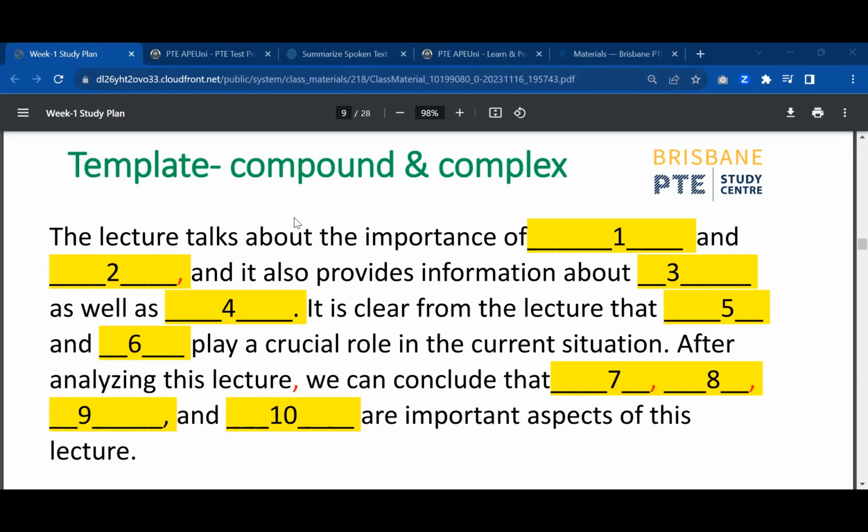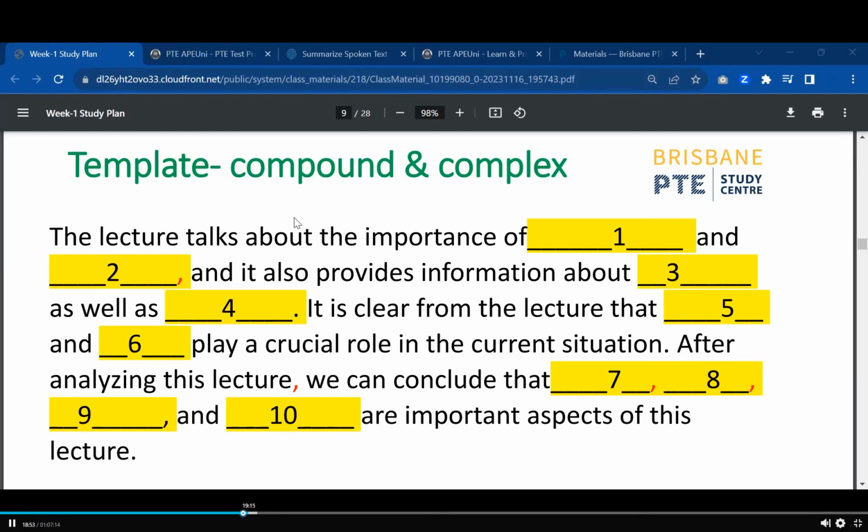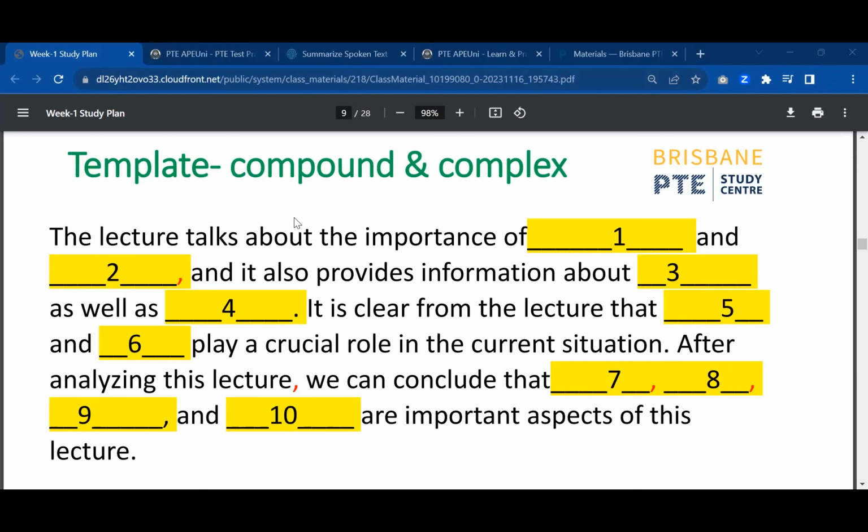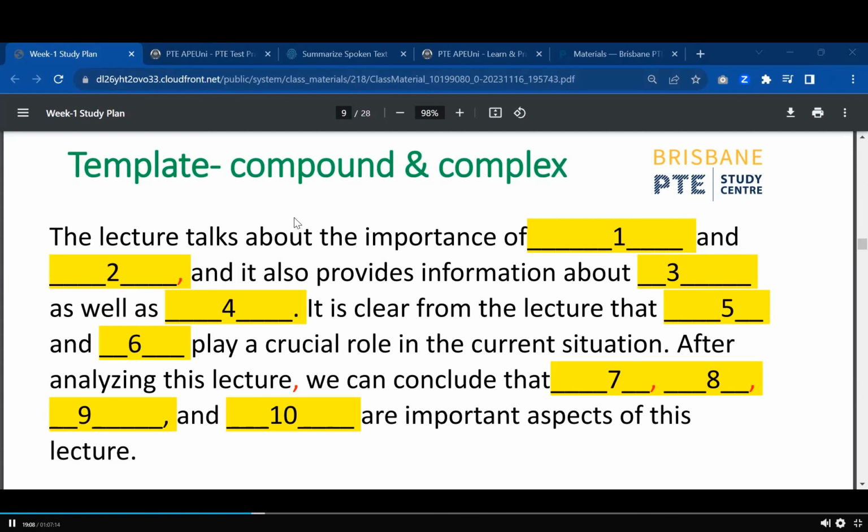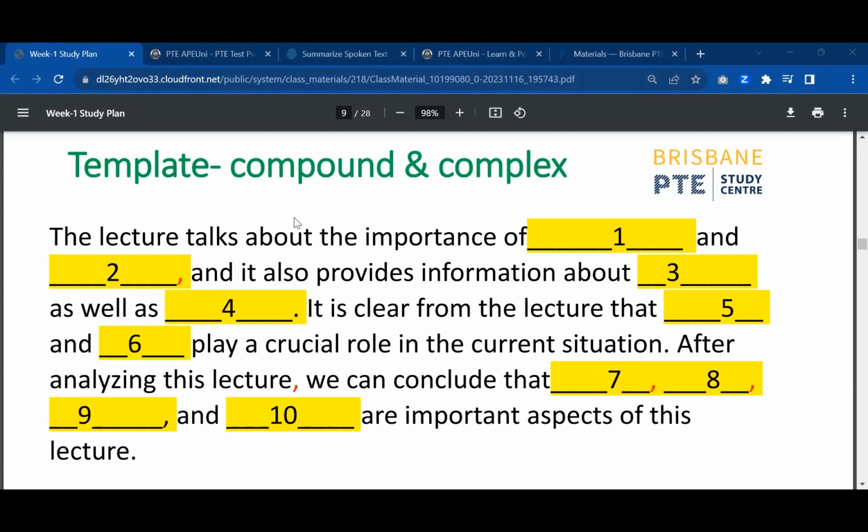So what is it saying? It has some similarity with the template that we use for describe image. So let's read this. The lecture talks about the importance of one. This is where our first note will be added. And two, and it also provides information about three as well as fourth word. It is clear from the lecture that fifth word and sixth word play a crucial role in the current situation. After analyzing this lecture, we can conclude that seventh, eighth, ninth, and 10th word from our notes are important aspects of this lecture. So everywhere that it says 1, 2, 3, 4, these are the points where we will be adding our keywords.